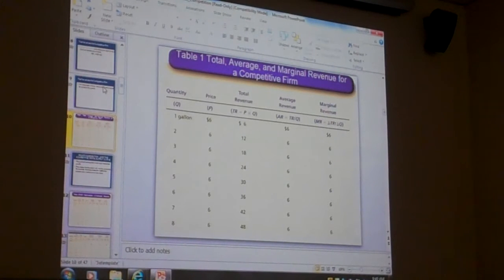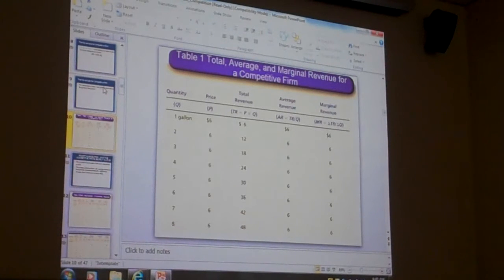All right, so everybody okay with this table? Price $6. Total revenue is just price times quantity. Average revenue is total revenue divided by output. Marginal revenue is what you get for selling 1 more unit. Yes, ma'am? The triangle means change, correct? Delta, yeah, change in.